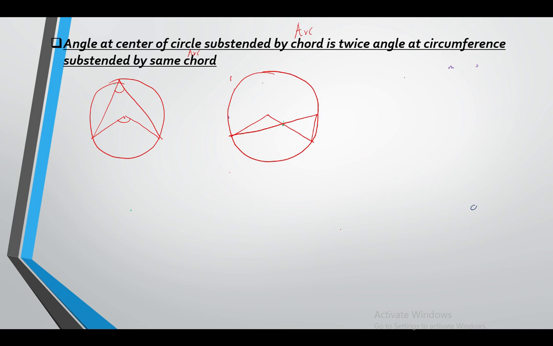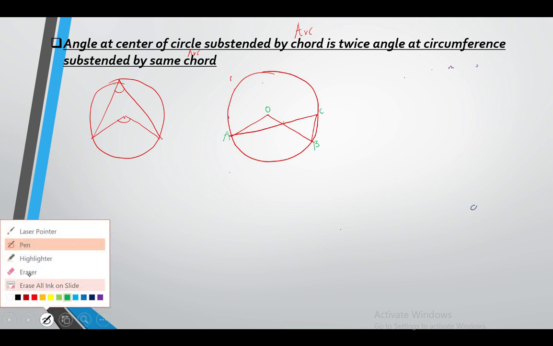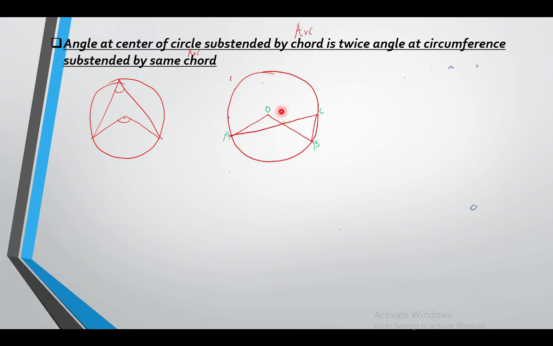This can be a very tricky situation where you have to prove that the angle at the center is twice the one at the circumference. Still here we have O. Let me say A, B, C. It's important to see that the angle at the center, which is angle O, is still twice the angle at the circumference, which is the angle C.